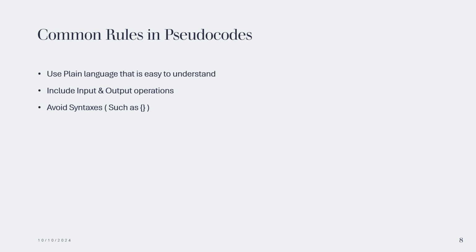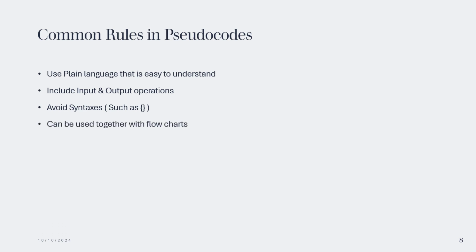In the earlier example, you saw how the real code looks. In that real code you must have seen different syntaxes. We cannot use different syntaxes when it comes to pseudocode. It should be plain language. So when you are designing a pseudocode, make sure to avoid all the syntaxes.